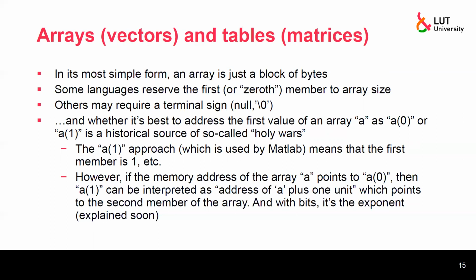Arrays, okay. When we represent a vector or a list of numbers, there are different ways of storing it. Usually it's just a block of bytes. So we have defined that this area in memory represents this kind of array. There are different ways of saying what is what. The first member, or the zeroth member, might hold how many numbers we need to store, or others start having the actual values from the first one, and then require a specific null sign that tells that, okay, here's where it ends.